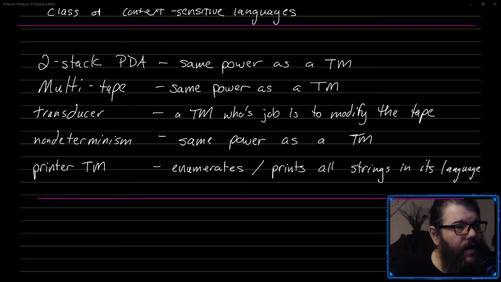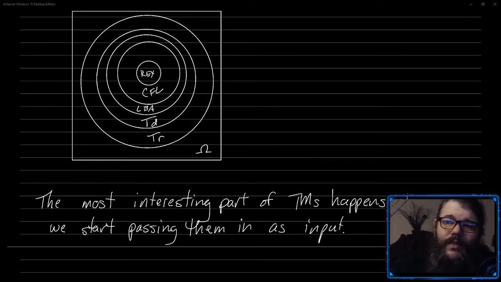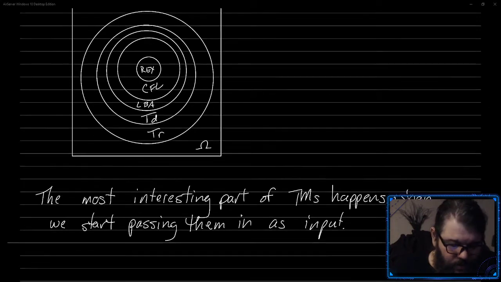These variants all combine together to give us more power and more maneuverability using Turing machines. But where Turing machines start to get really interesting is when we start passing them as input to one another. So that's when things start to get interesting.